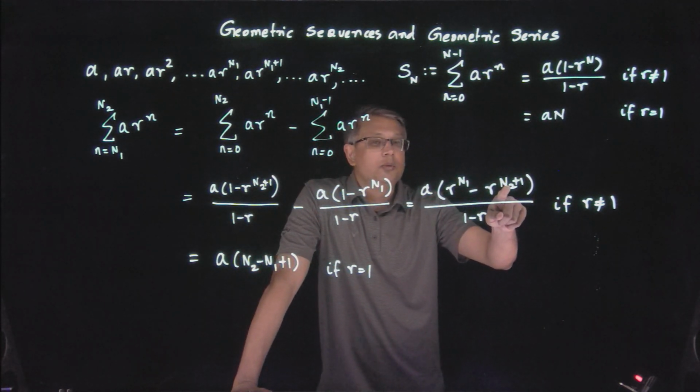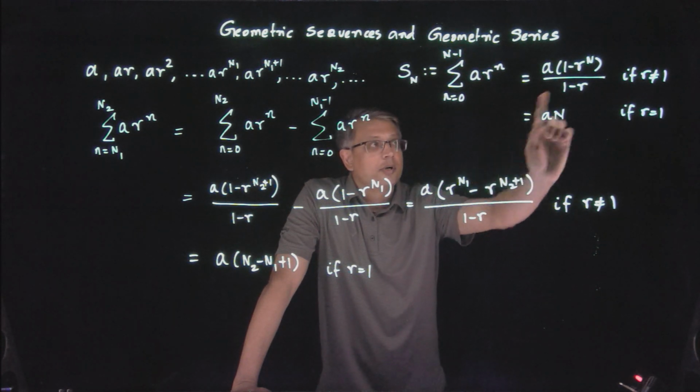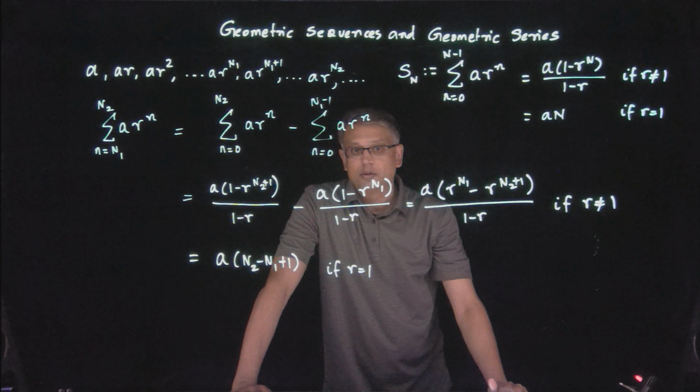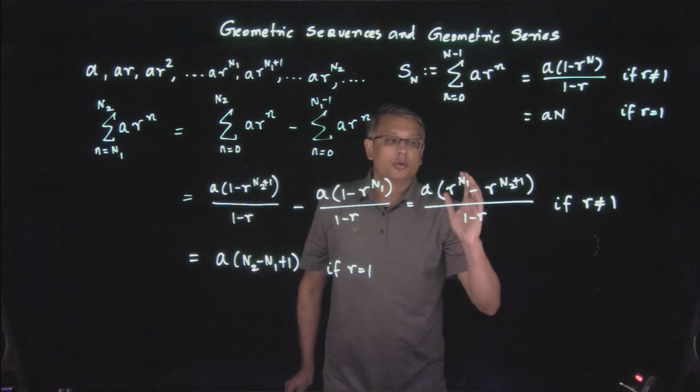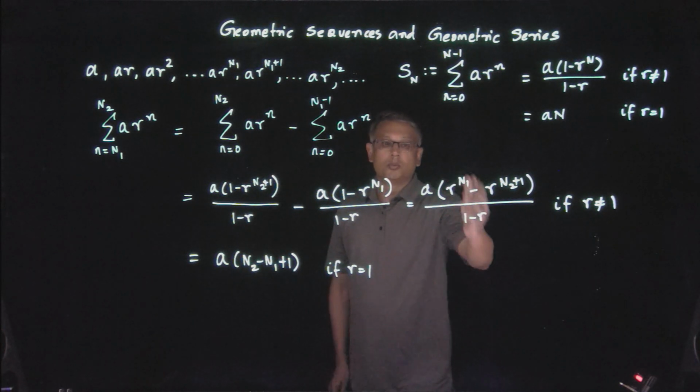So if I set N2 to be infinitely large, then this term goes away, right? And then we get the sum to infinitely many terms, so on and so forth. So please understand this formula and be able to work with this formula.